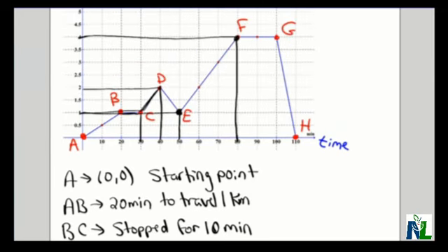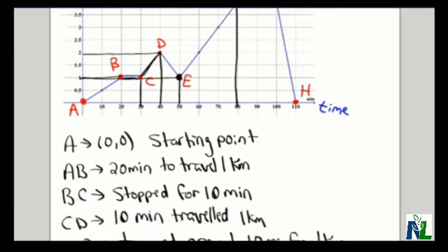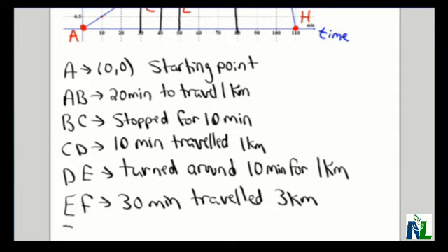Once we traveled that far, at 4 kilometers away from our home, we then again stopped. You can see we have another horizontal section of our graph. So time passed for 20 minutes, but nothing changed with our distance. So this must be maybe our friend's house where we arrived, if that was the situation we were talking about. So from 80 to 100, or 20 minutes, we stopped. So from F to G, we stopped for 20 minutes.